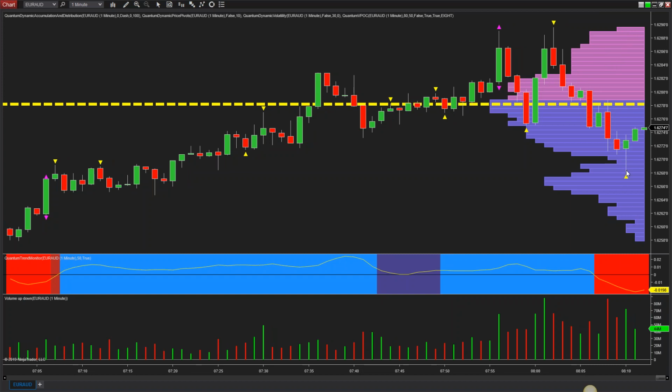What have we seen come in here? We've got a wick to the lower body, we've got decent volume coming in, so we've got a modicum of buying coming into the market at that point. Pretty weak response. It's okay, that's in agreement. The candle's in agreement with the volume. So, you know, that's fine.